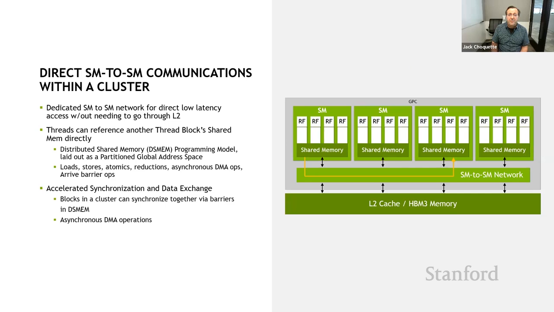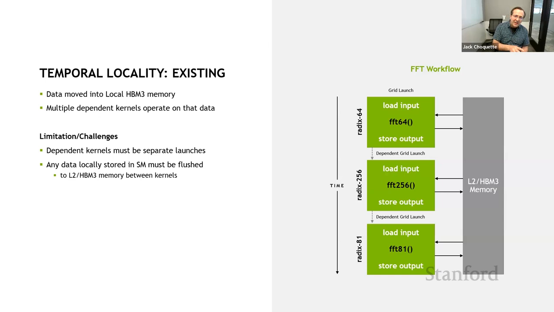Now let's move away from spatial locality and talk about temporal locality. One form of temporal locality that is supported in existing NVIDIA GPUs is dependent grid launch, executing on data in L2 and the HBM3 memory. In the figure, you see an example of a fast Fourier transform workflow. In this Fourier transform, there are multiple computation steps needed to perform the transform, each with a different radix. Here, the data is moved into the HBM memory local to the GPU. From there, each step is performed by reading the data from local memory, doing the computation, and writing the results back to local memory so it's available to the next step.